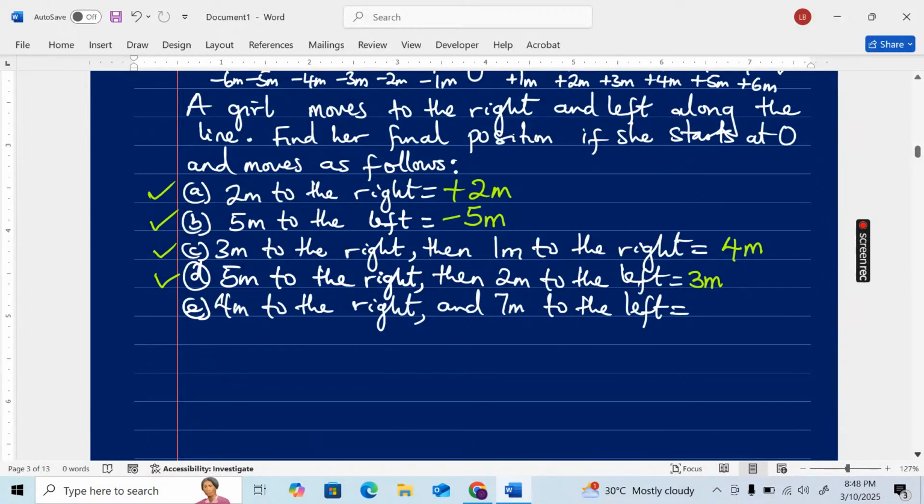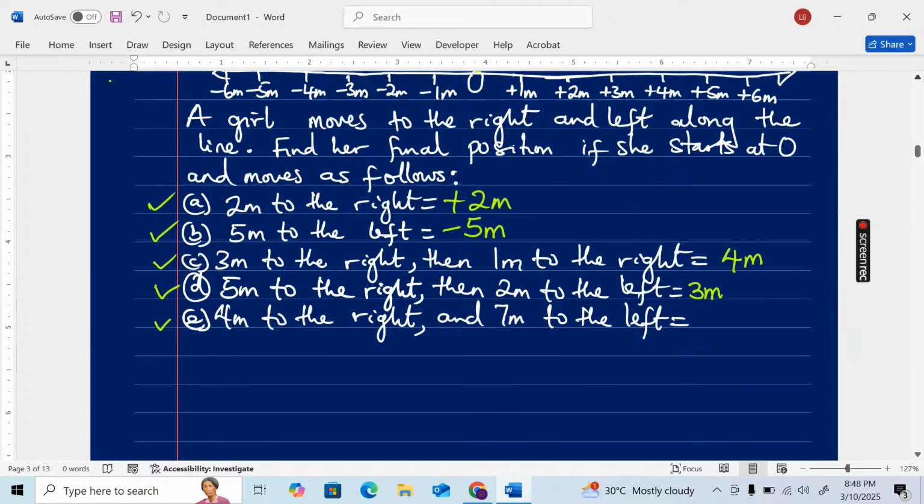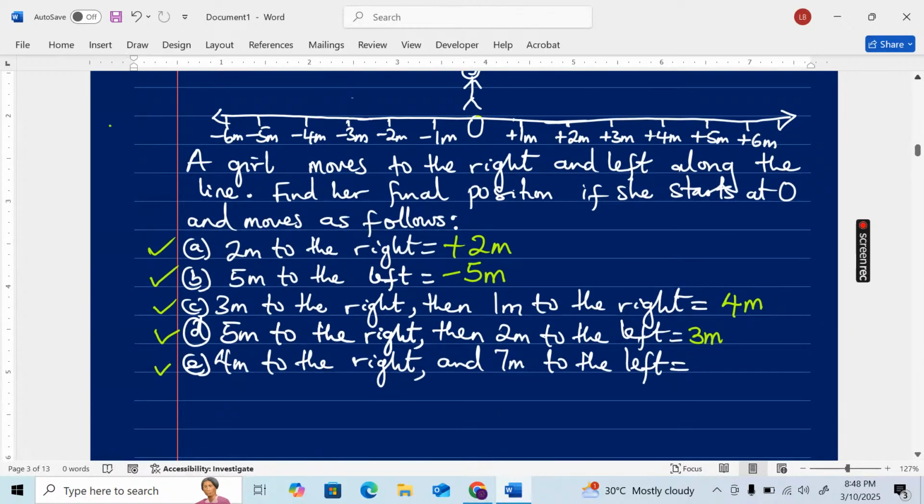Now, the E part of the question: 4 meters to the right and 7 meters to the left. What will the answer be? Don't forget you are meant to write this down in your exercise book. 4 meters to the right and 7 meters to the left. What will your answer be?